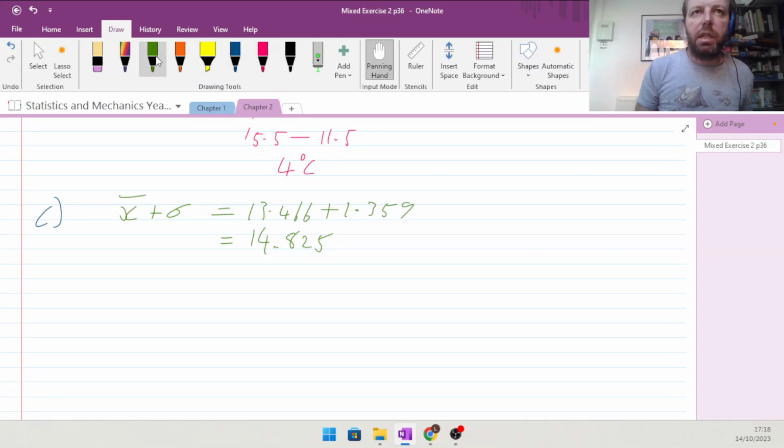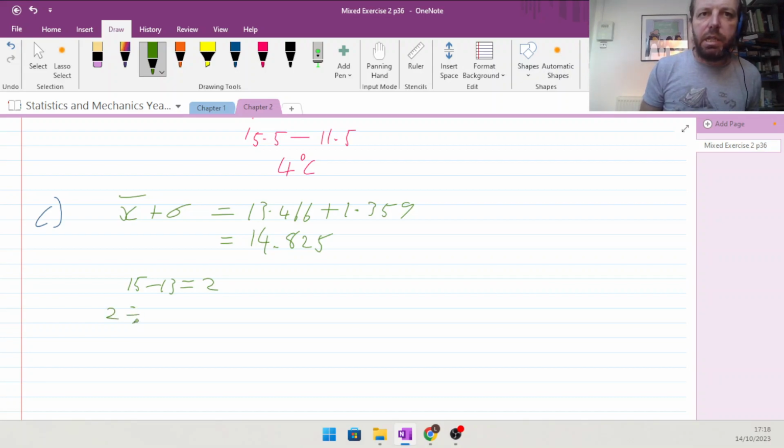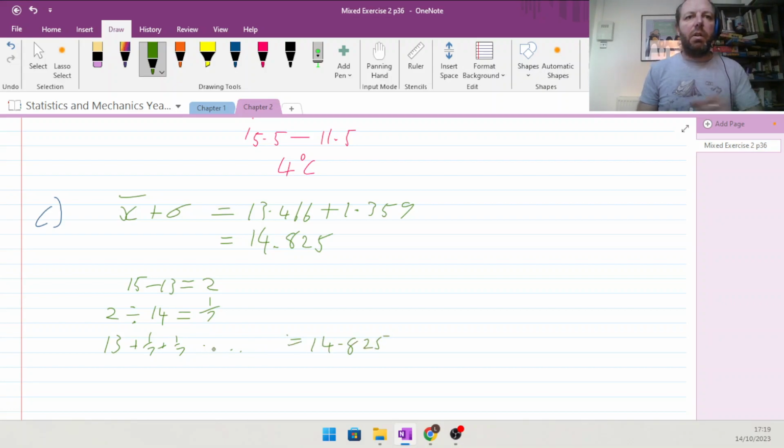Let's have a look then. So we can look at the range between it, and we can say, well, 15 to 13 is a gapping of 2, and that gapping of 2 needs to be shared by the 14 people inside there, which is 1/7. Okay, and so now as we put on 13 and we add a 7th and add a 7th, etc., at what point do we get to 14.825, or in fact greater than 14.825?